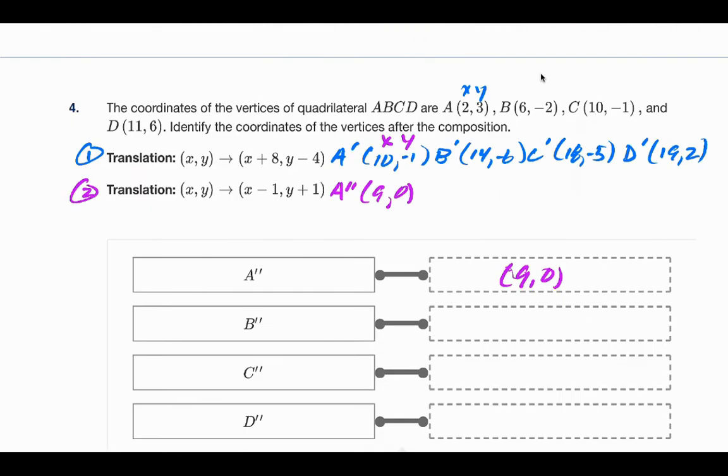All right, similarly, we would do the same thing for B. So if we do it for B, our B double prime will now be 13 and negative 5. Our C double prime will be 17 and negative 4. And our D double prime will be 18 and 3. And again, you would drag and drop those here.